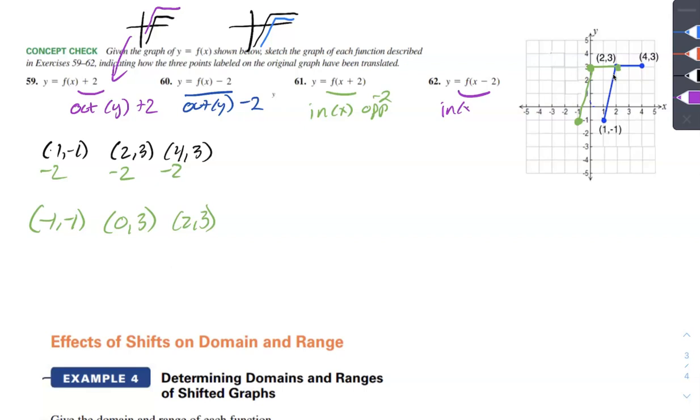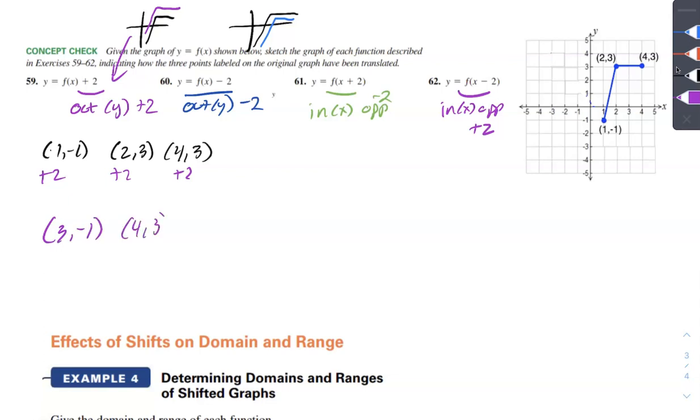Inside x opposite. So this one we're going to go +2. So we're going to move everything to the right 2, or just add 2 to all your x values. So +2, +2, +2. You get 3, -1, 4, 3, and 5, 3, 6, 3. You get something like that, right? So it looks like that graph's been moved over right 2.